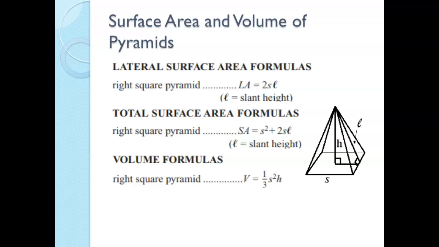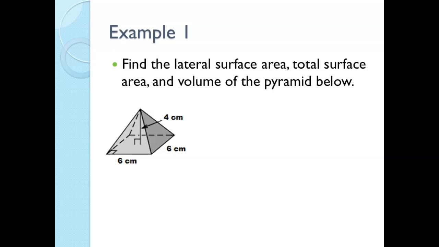All right, take a look at example 1. Find the lateral surface area, total surface area, and volume of the pyramid below. So in this example, we're given the side S, which is 6. We have the height h, which is perpendicular to the base, that's 4. But we still need to know what the slant height is. So this measurement here, I'm going to label as L with a cursive L.